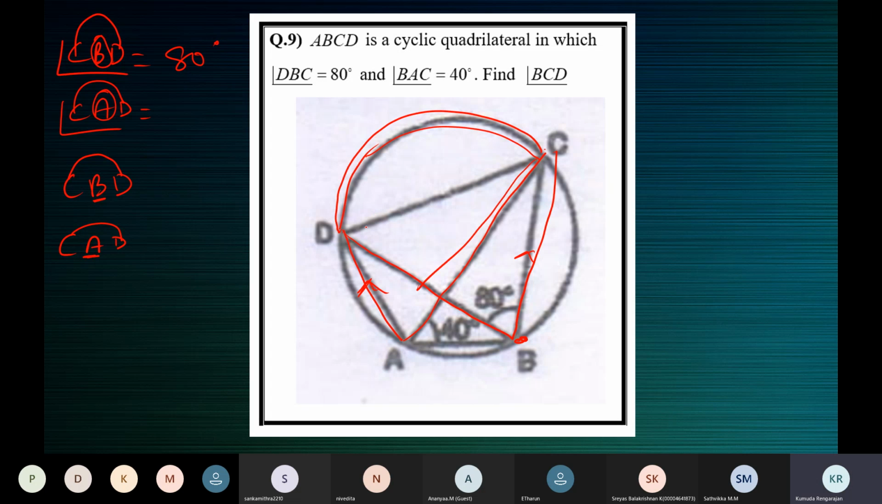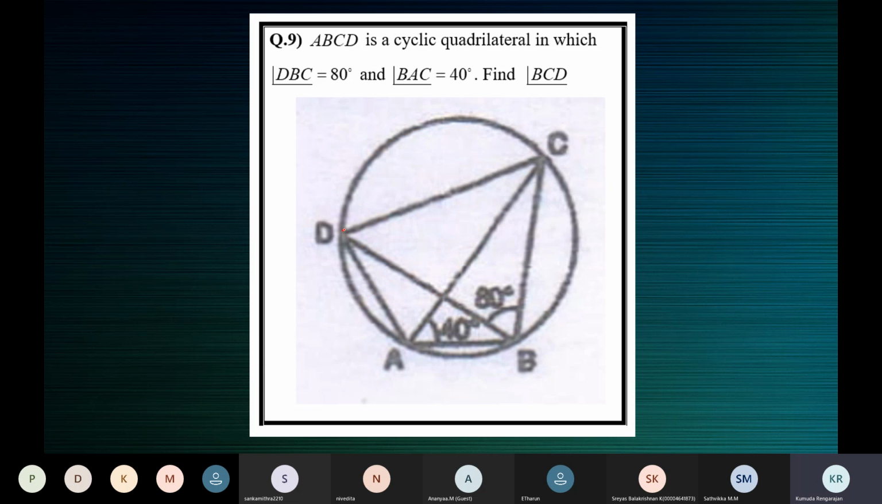So they are in the same segment. Both the angles are formed in the major segment. See here, CD is the chord. This is the minor segment. The rest of it is the major segment. And these two angles, CBD here and CAD here, are two angles in the same segment of the circle. So they're equal. This is also 80 degrees. See, this is the major segment. What I've not shaded is the major segment.